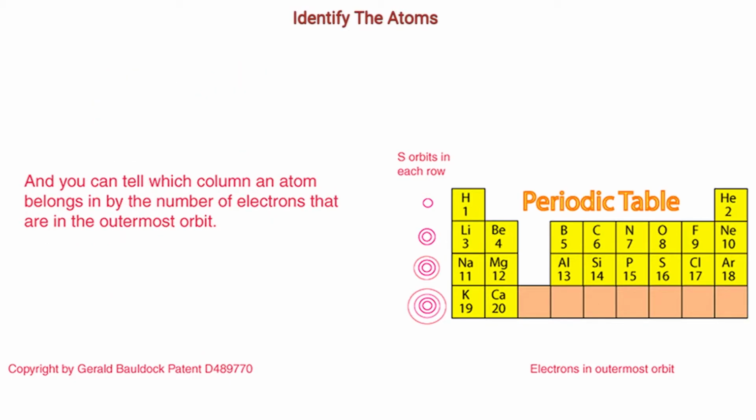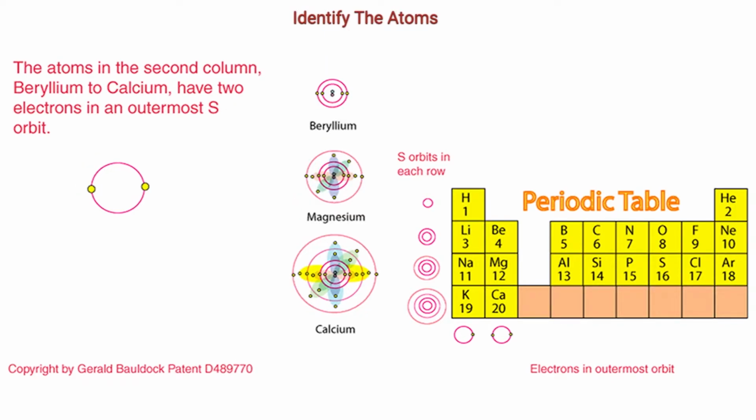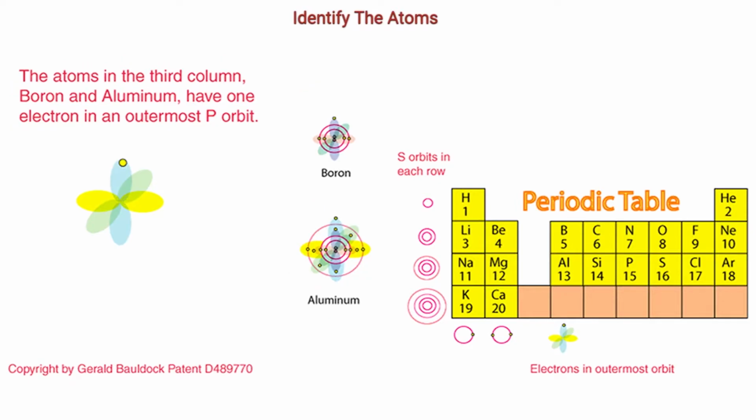And you can tell which column an atom belongs in by the number of electrons that are in the outermost orbital. The atoms in the first column, hydrogen to potassium, have 1 electron in an outermost s orbital. The atoms in the second column, beryllium to calcium, have 2 electrons in an outermost s orbital. The atoms in the third column, boron and aluminum, have 1 electron in an outermost p orbital.